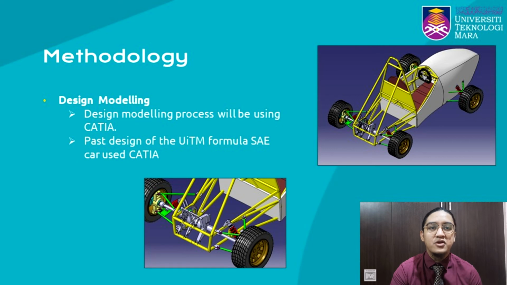The second phase of the project is design modeling of the transmission system. The model was designed using computer-aided design software CATIA. The above image is the former design of the UiTM Formula SAE car, and the image here is a close-up of the location of the differential, which is at the rear side of the car. The main reason CATIA software is used is that the former design was already in CATIA format.